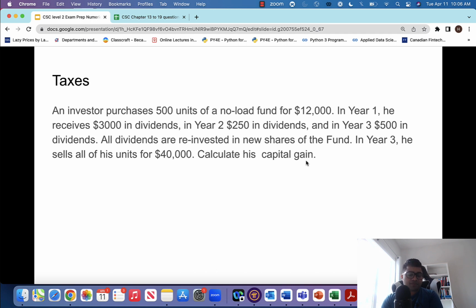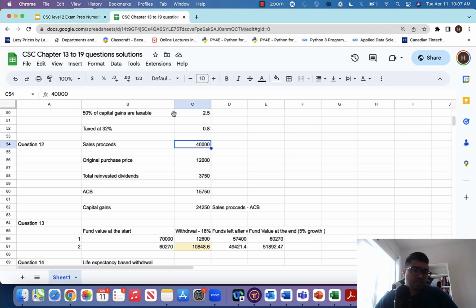So what happens when a mutual fund gives you dividend? In whatever year you receive the dividend, you have to pay taxes. But since you are paying taxes on the dividend you are receiving, you get to adjust the cost basis. So whatever dividends are reinvested, that increases the cost of acquisition. So this $3,000, $250 and $500 is going to increase the cost of acquisition. So let's see how to solve such questions.